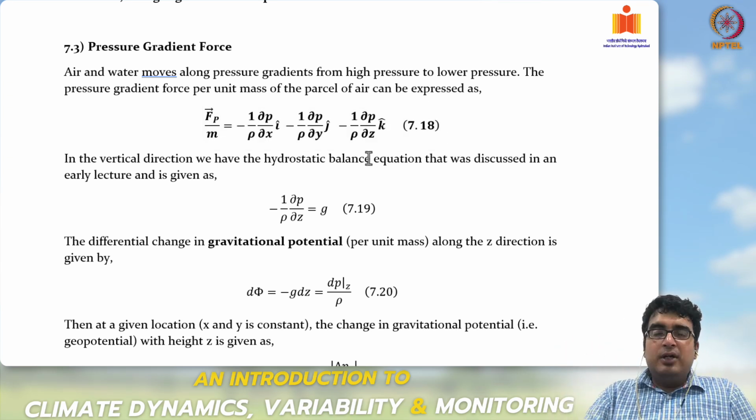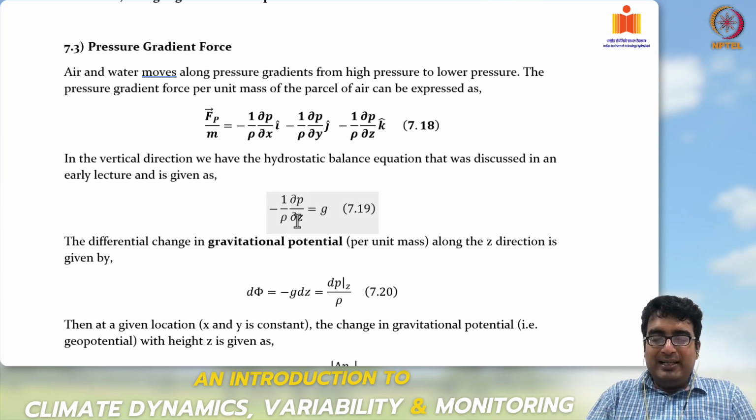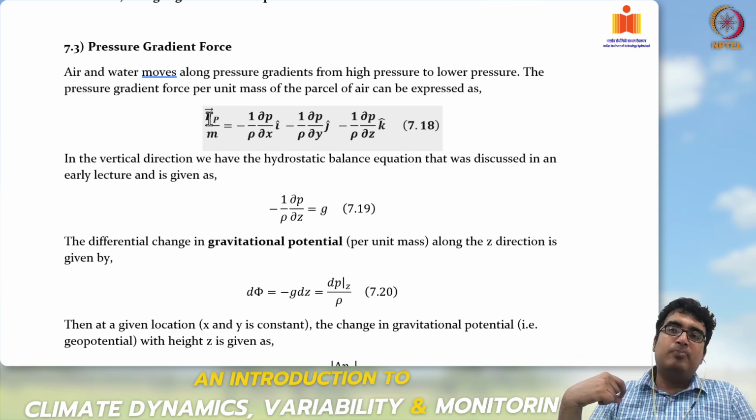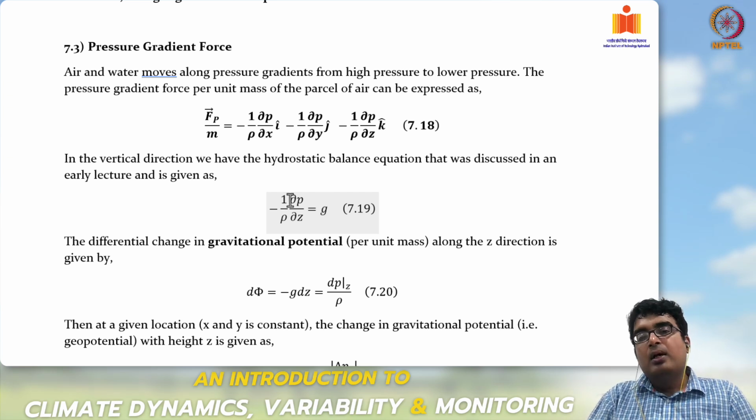Now, when we are looking at the vertical component of air, we just looked at this expression here, which is the force per unit mass in the z direction. And from there, we were directly getting the hydrostatic balance relation of 1 by rho del P del z equals g, which is the gravitational force mg per unit mass. Correct? So, clearly, we see these two components are consistent with how we are defining things.